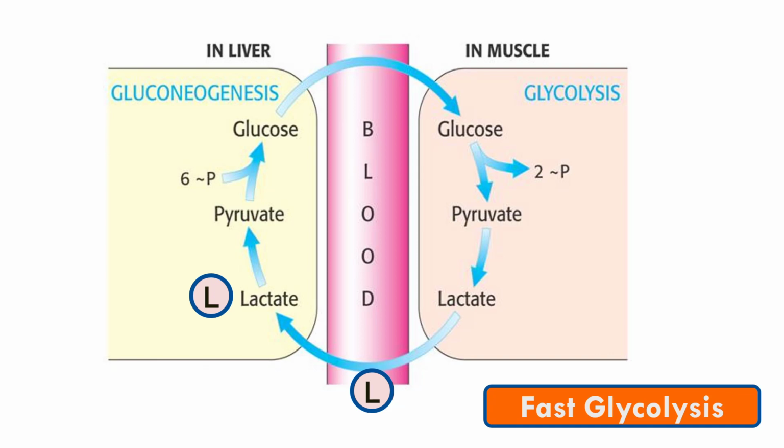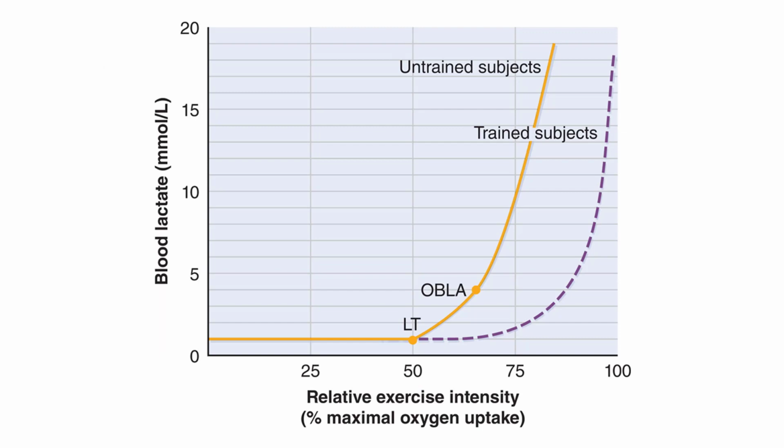When you look at lactate accumulation within the body, you start to see that there's an adaptive process to this. And so what you see here, and this is an image from your book, is the orange line here, the gold line is the untrained subjects, and this dashed purple line are the trained subjects.